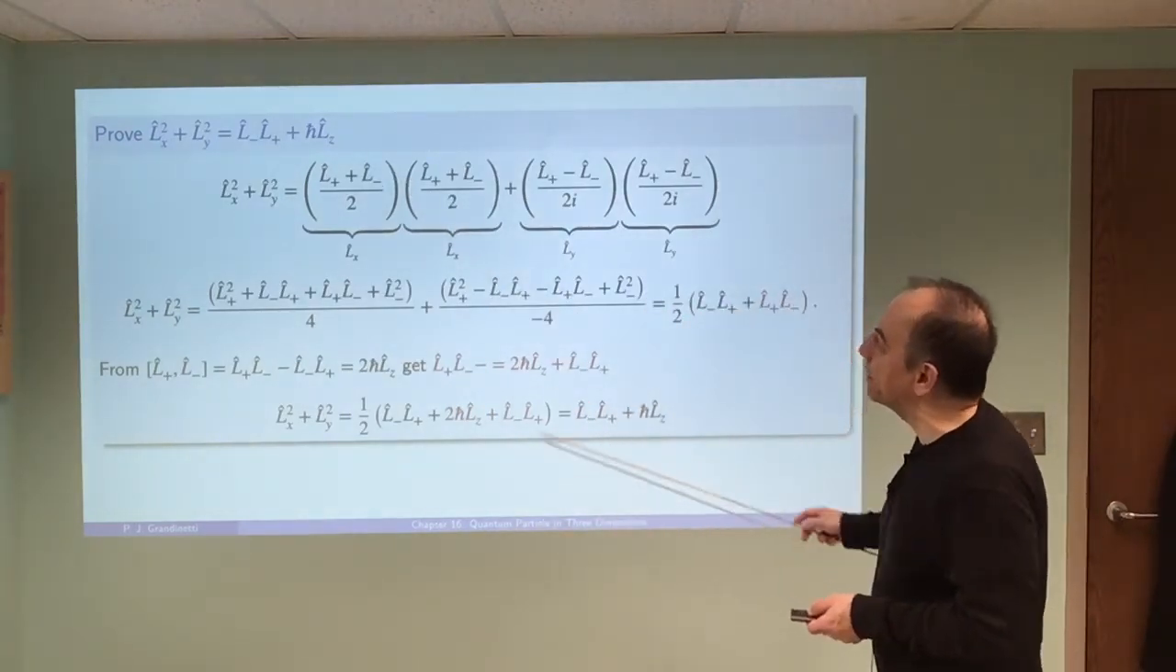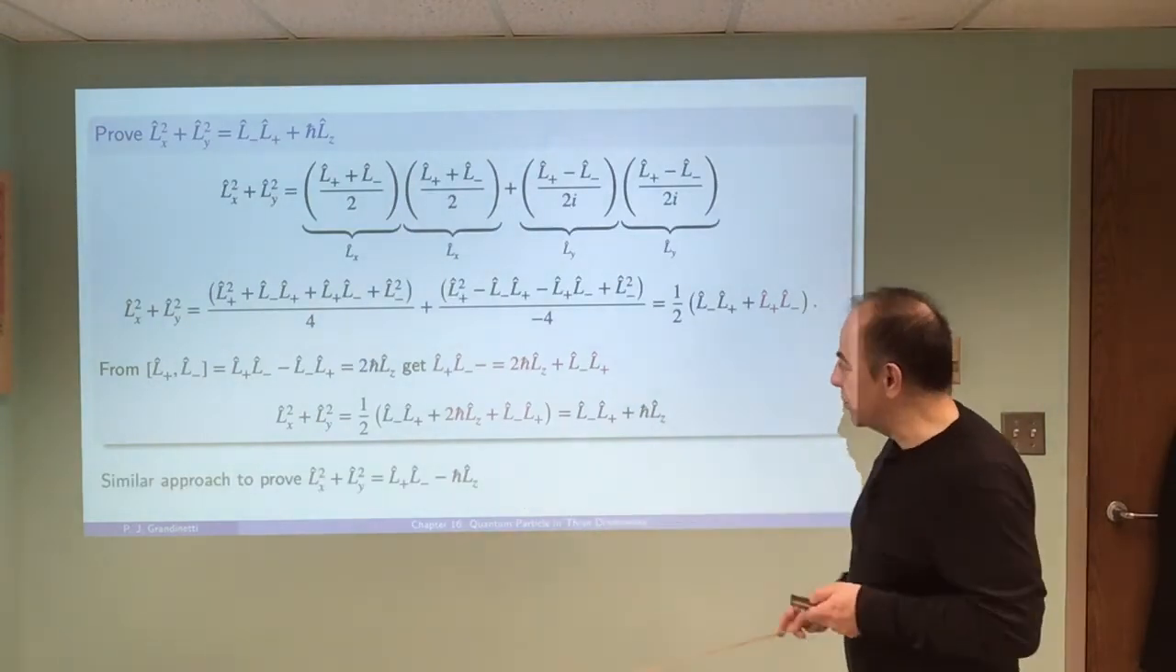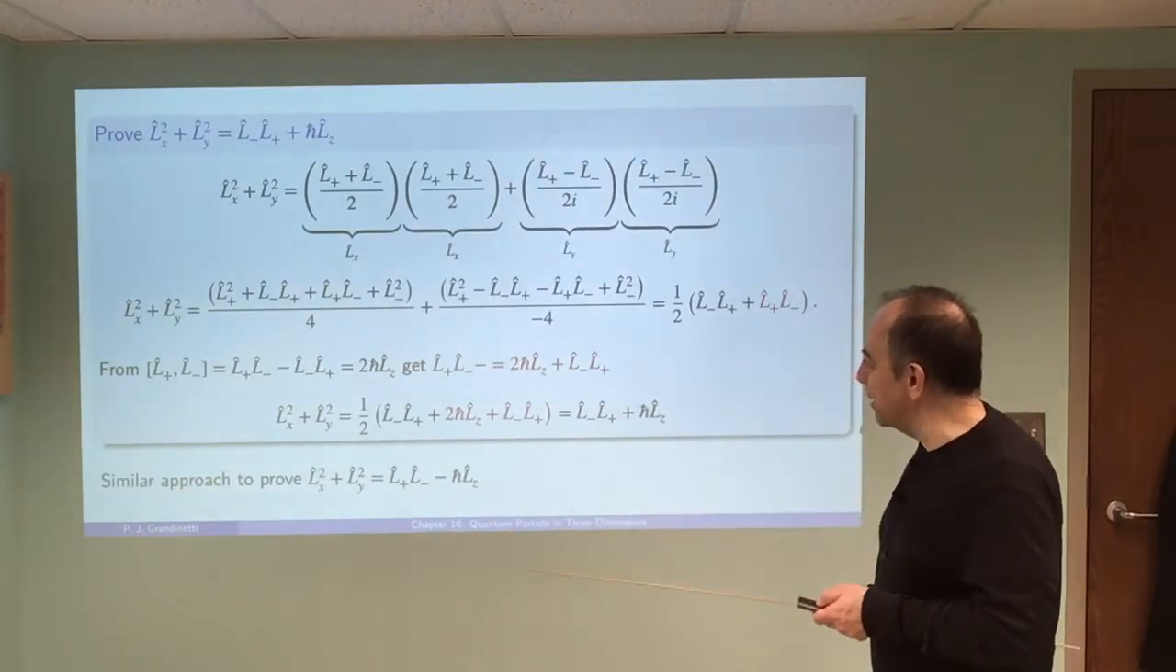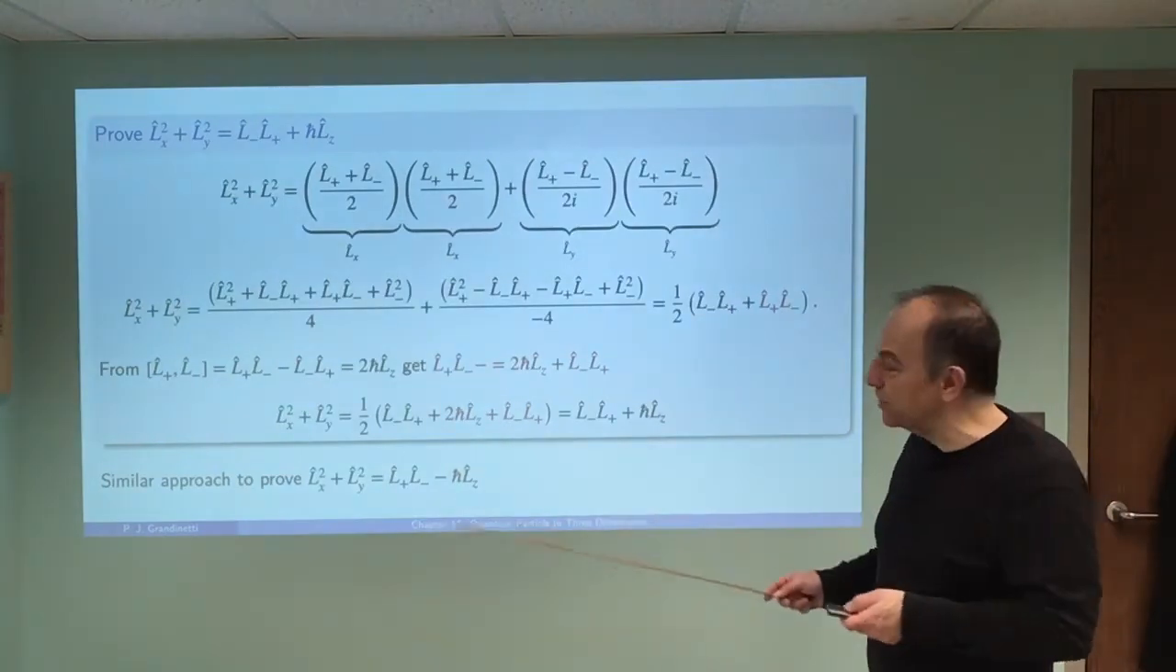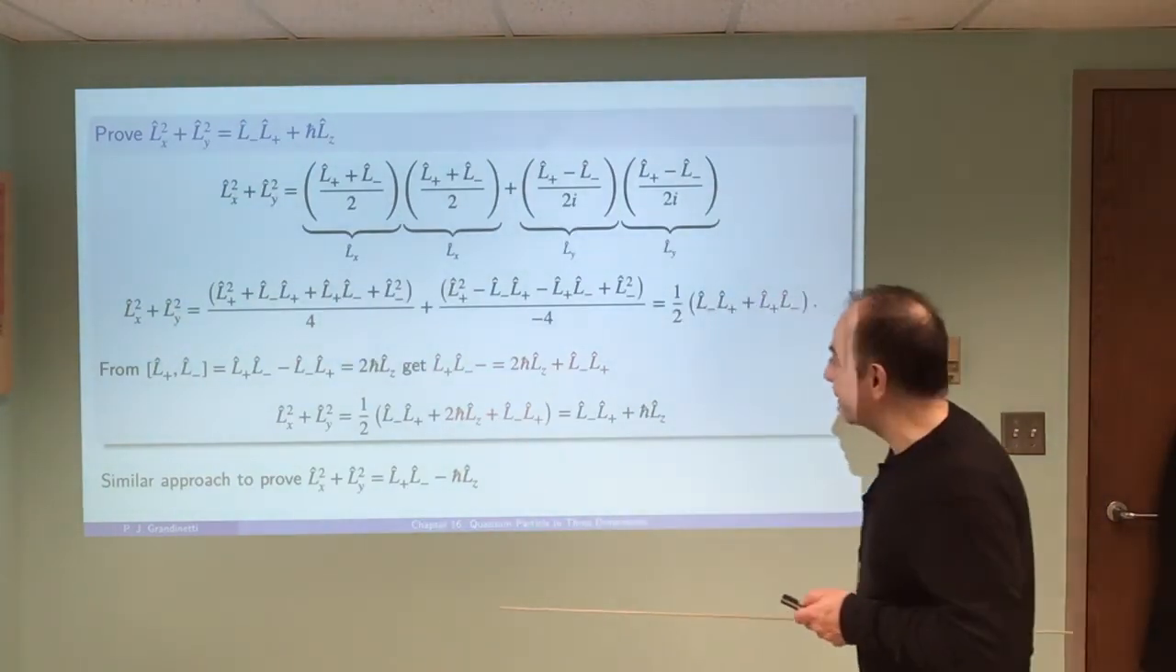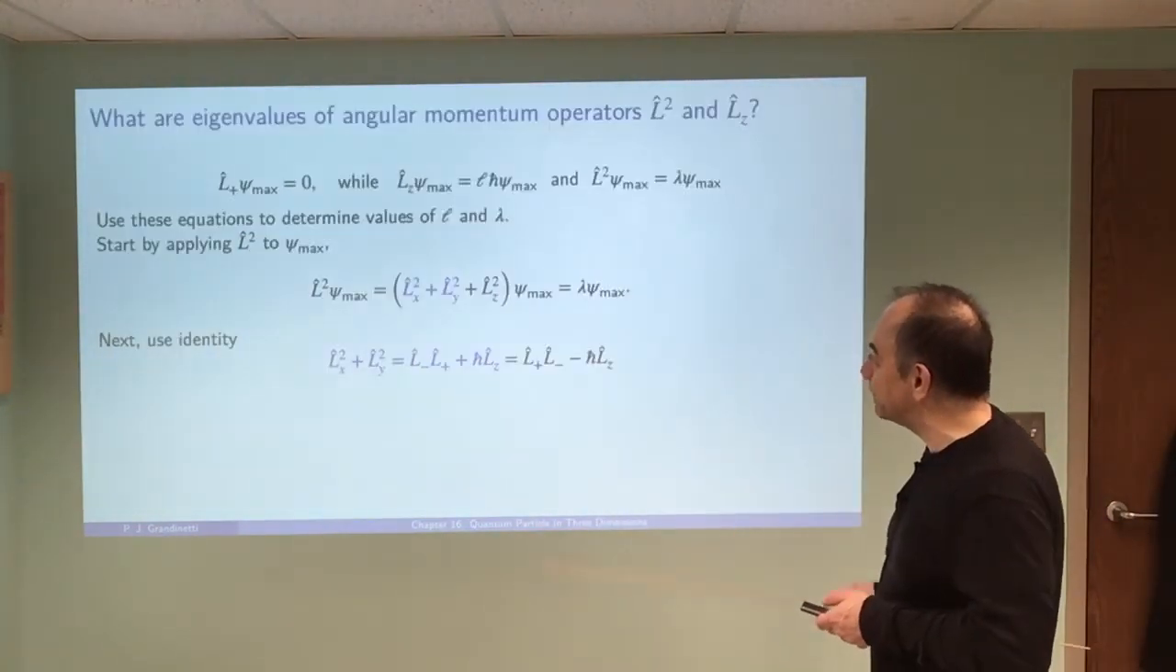Now you can do the same thing with the other result. So just check through this to make sure, but you can see there's a lot of things you can do when you have all these commutator relationships defined.